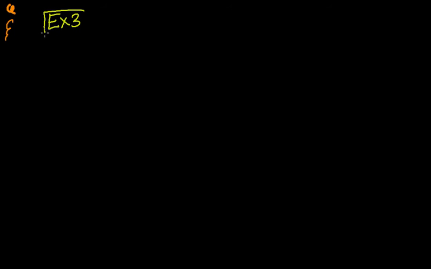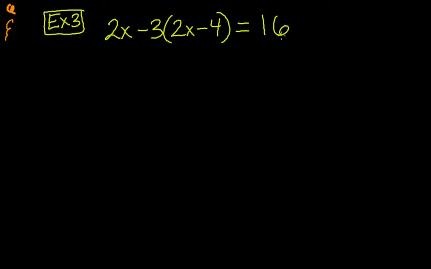The third example. This one's a little trickier. It's got more stuff going on. But again, example of distributive property. When you see it, you're probably going to want to do distributive property first. So this one's going to start with 2x minus 3 times (2x minus 4), and that's going to be equal to 16.